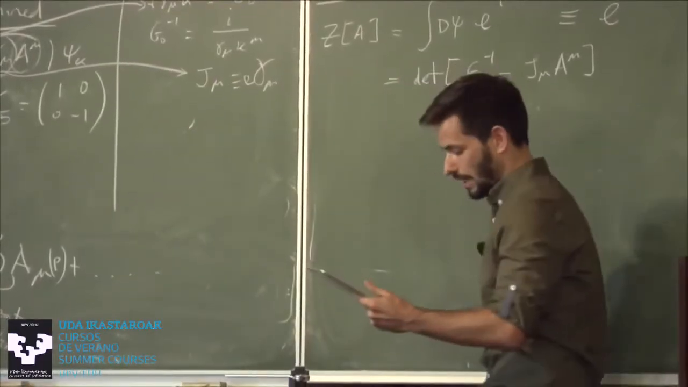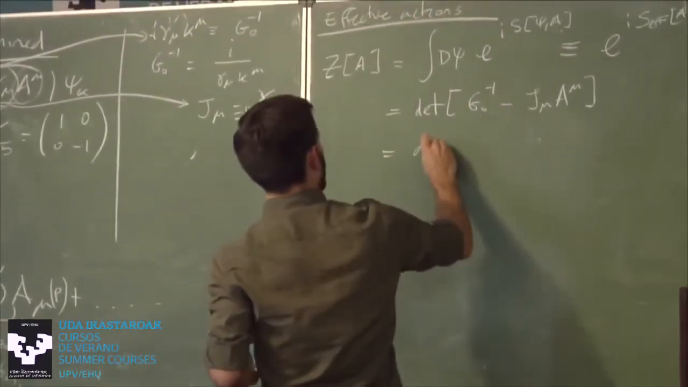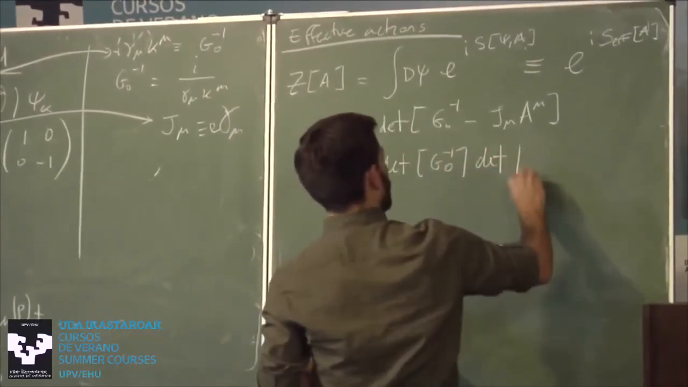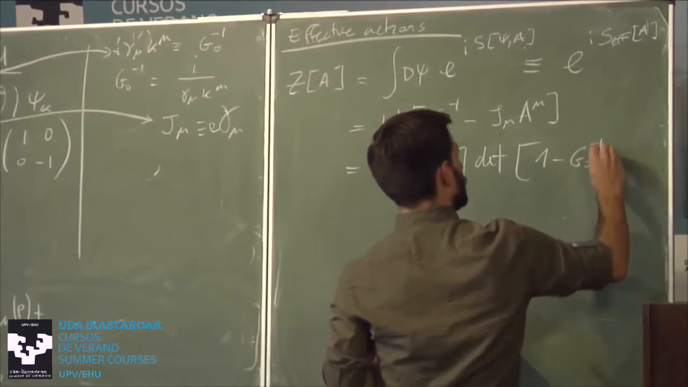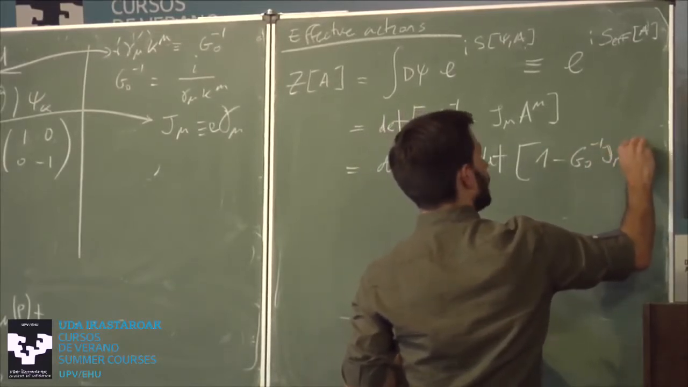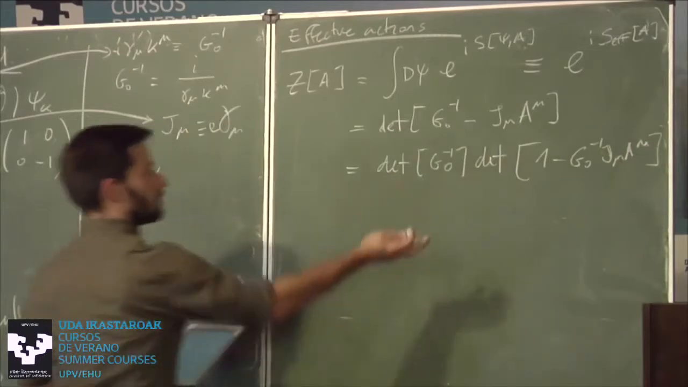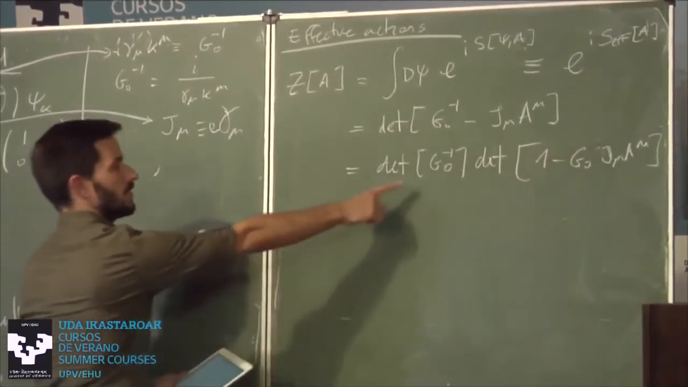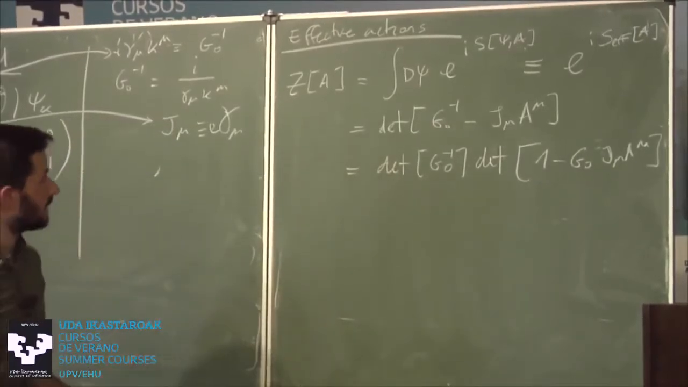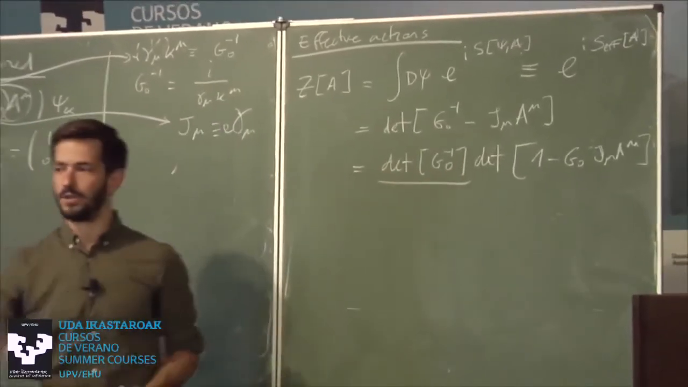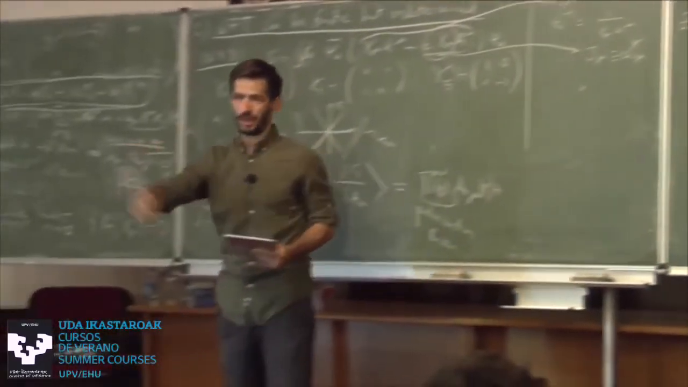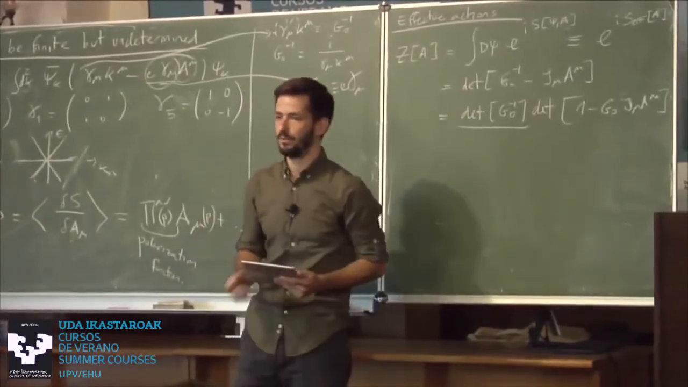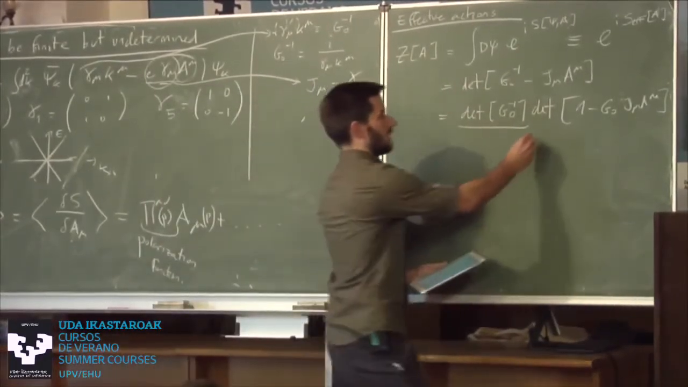Okay. And now I can write it as this, using the properties of the determinant. 1 minus G0 minus 1 J mu A mu. Okay, so I just pulled out the G, the minus 1. And this factor I'm not going to really care about, because there's some normalization when I calculate observables. I always divide by the partition function without fields, and this guy's going to go away, so I don't really care about it. So I have to calculate this object.